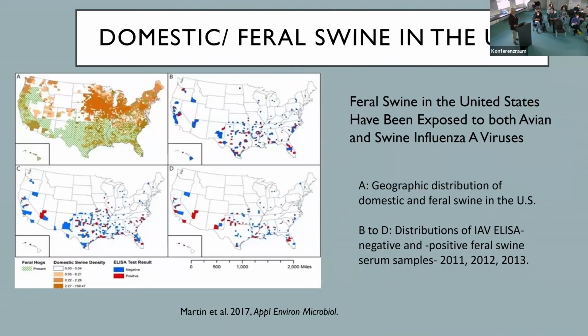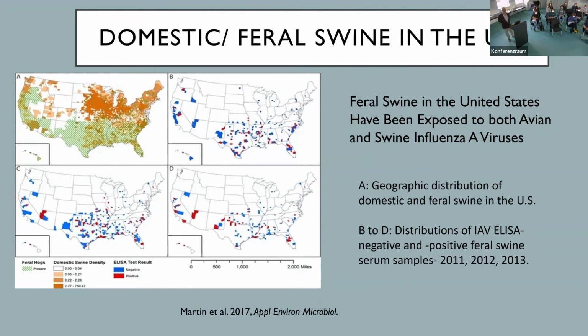So Tom is again the keeper of all of the feral hog data in the country. In the upper left-hand corner, that map shows the feral swine distribution overlaid with the domestic pig production. The green is the feral hog distribution, and the orange is the pig production distribution.